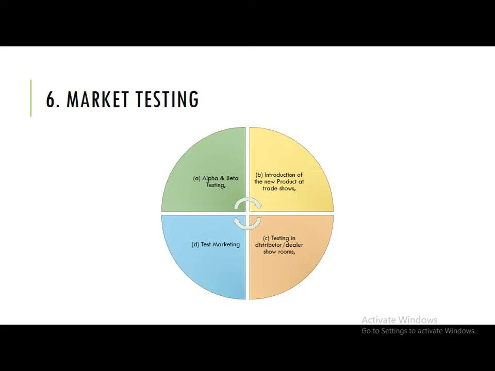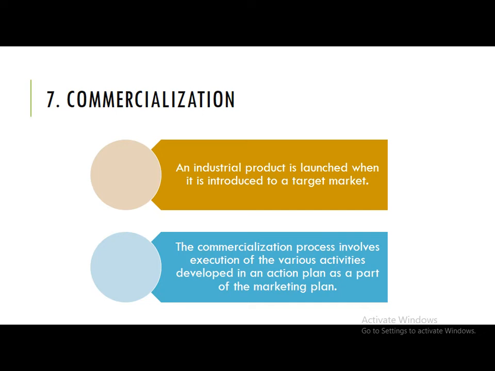Next stage is commercialization. An industrial product is launched when it is introduced to a target market. The commercialization process involves execution of the various activities developed in an action plan as a part of the marketing plan. Activities such as customer services, maintaining adequate stock at the company warehouses or with dealers or distributors, introductory advertisement, price list, product catalogs, training of the salesforce, etc., would be taken up at this stage.